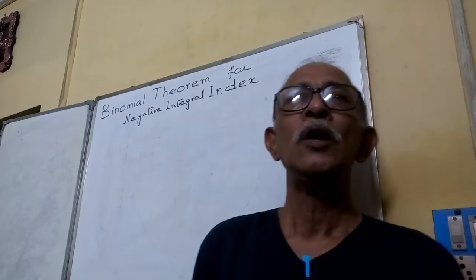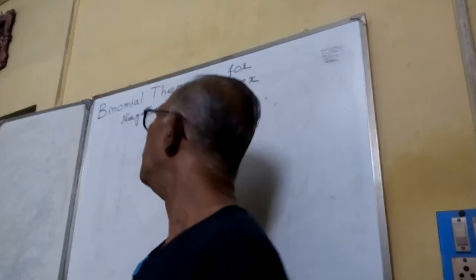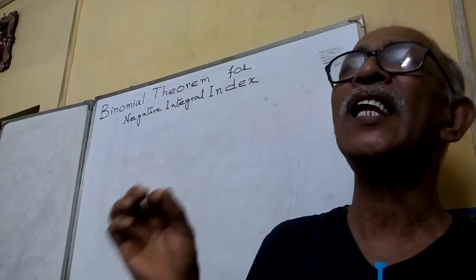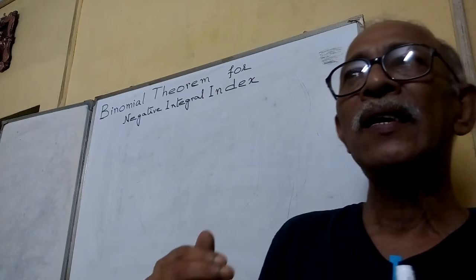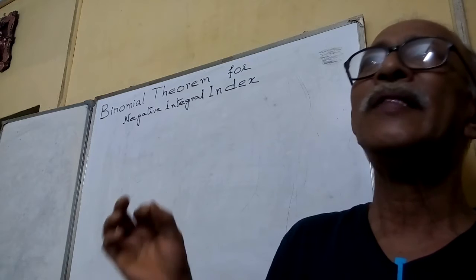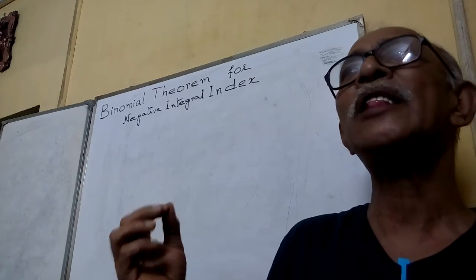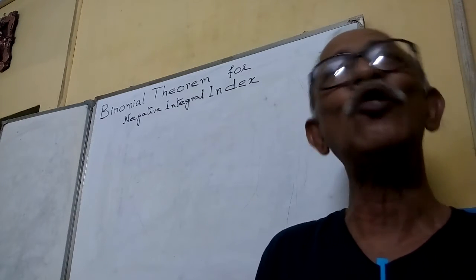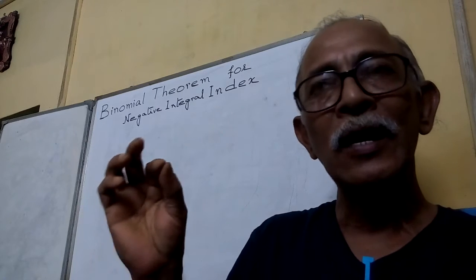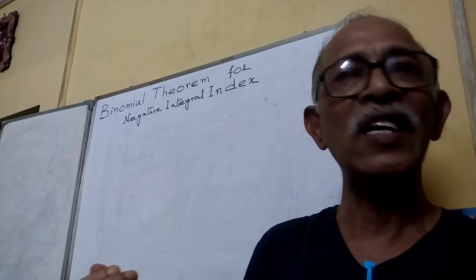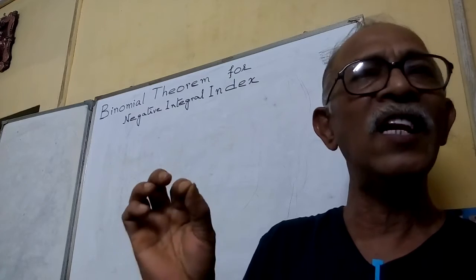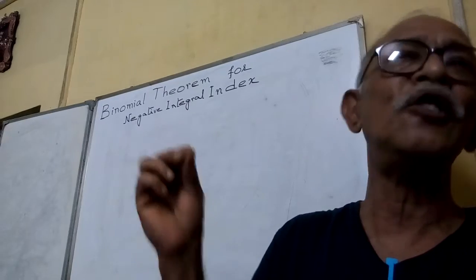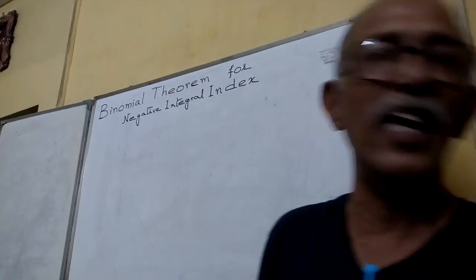Welcome. We will discuss now binomial theorem for negative integral index. I will assume that you know binomial theorem for positive integral index. You also know combination of R things from N things. Still, just in brief, I want to reintroduce those things, then I will enter here.